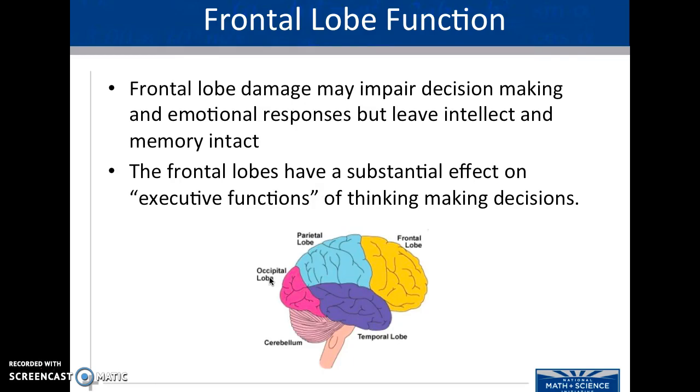The frontal lobe basically controls decision-making and emotional response. These are not developed until we are in our mid to late 20s. It basically impacts our executive functioning skills, our ability to make rational decisions, taking into account all of the information that we are seeing.